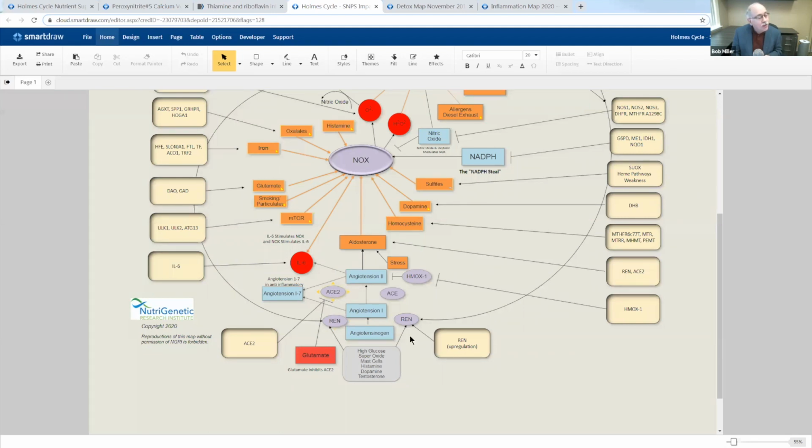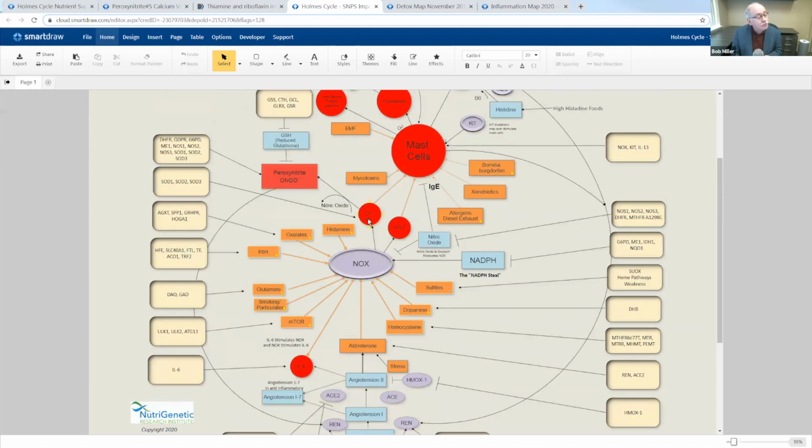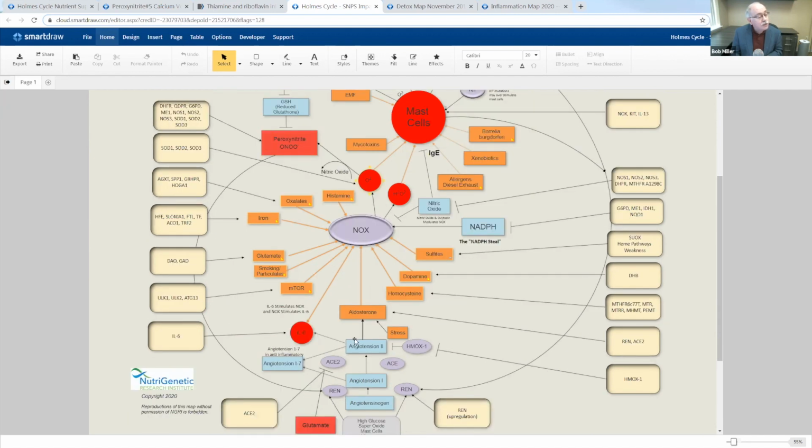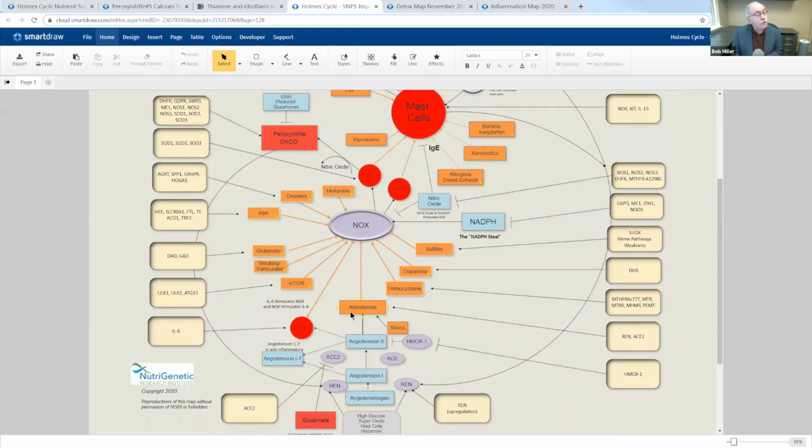So we've got histamine stimulating this. Then as we stimulate the NOx enzyme, we make superoxide. Superoxide will combine with nitric oxide to make something called peroxynitrite, which is very oxidizing, depletes your glutathione, and this superoxide comes back and stimulates the renin enzyme. So what do we have here? We have what's called a positive feedback loop, that this thing just feeds upon itself.